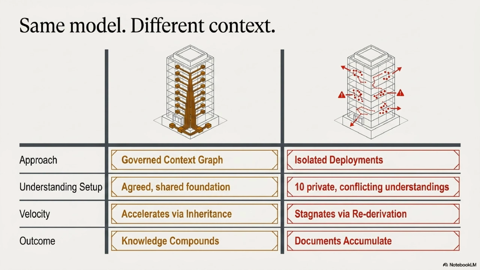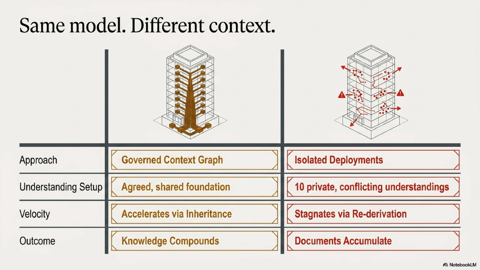If you take one sentence to your board, take this one. Competitive advantage will not come from the model, because everyone has the model. It will come from whether your institutional knowledge compounds, under governance. Compounds, not accumulates. A pile of documents accumulates. A governed graph compounds. That distinction is the whole series.